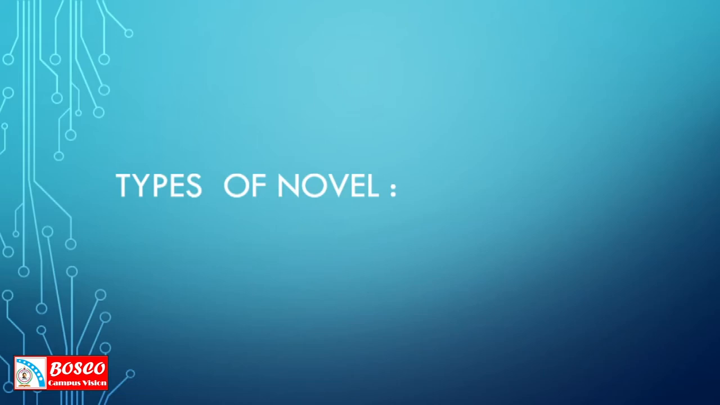So, major types include romance, the picaresque novel, autobiographical novel, epistolary novel, historical novel, gothic novel, wilderness romance, satire, utopian novel, dystopian novel, detective novel, science fiction, cyberpunk, chemical fiction, and the canvas novel. So, we have to study all these different types of novel in this particular module, in the first module. So let us discuss in detail.